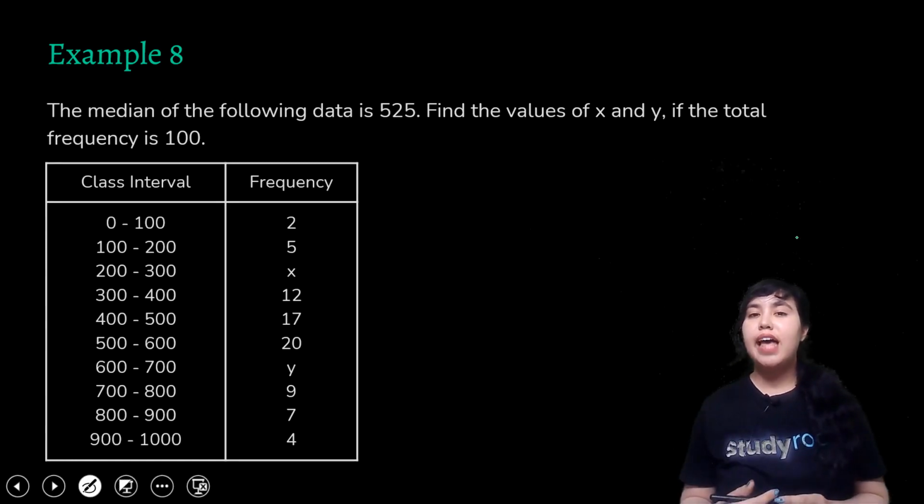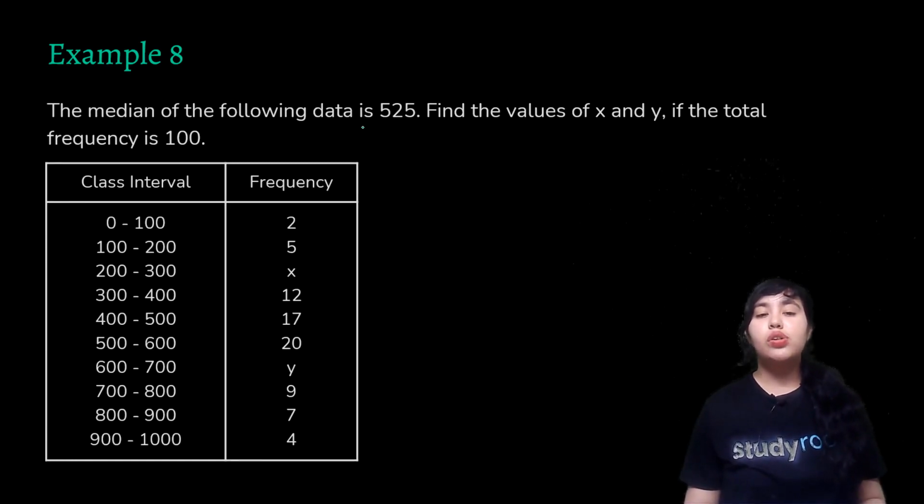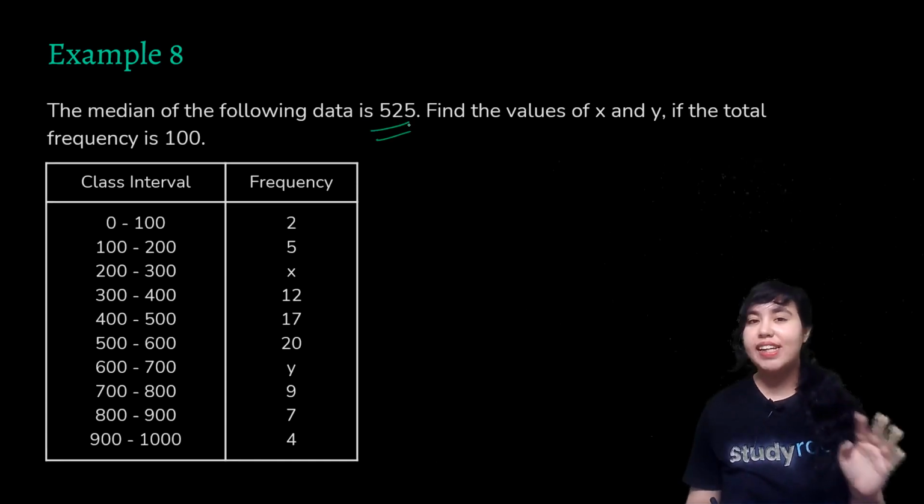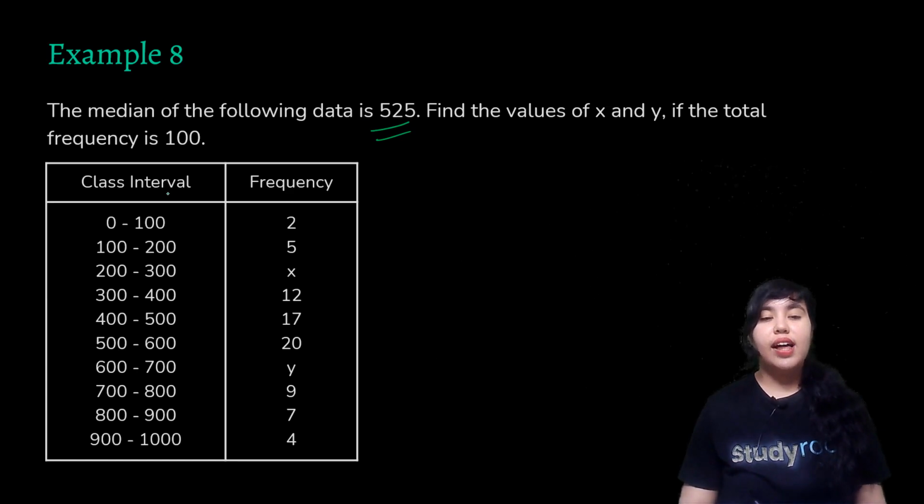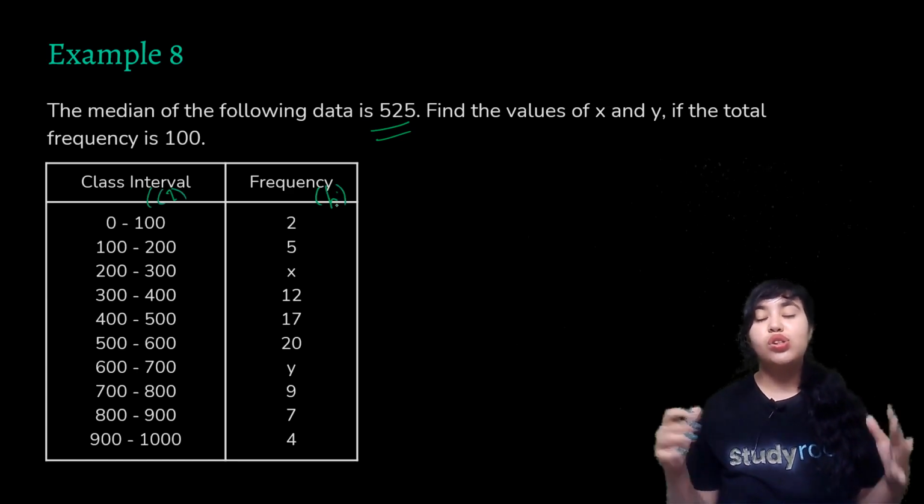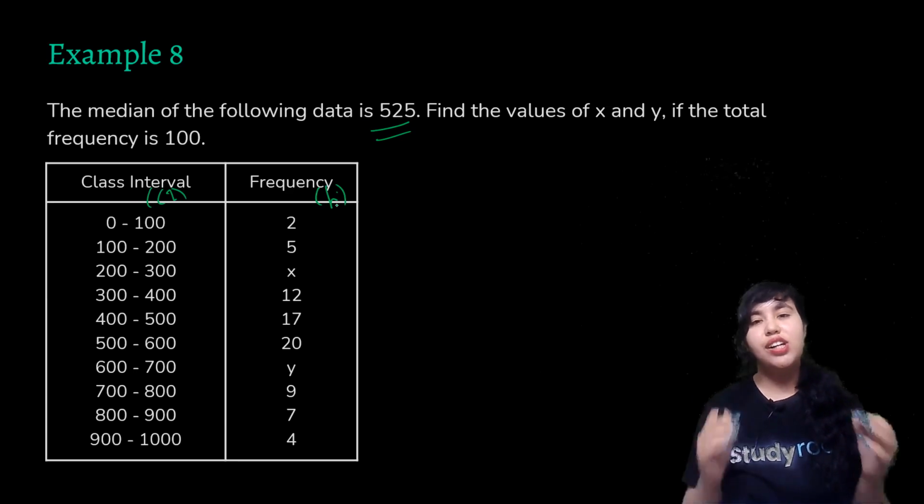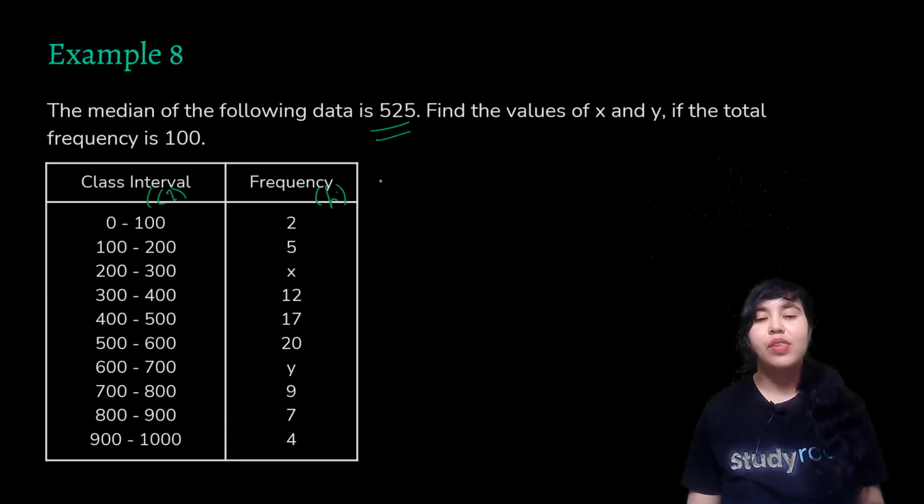Then we have another example on median of grouped data. So you've already been given the median. This is a twisted question, but very interesting, let me tell you. You've been given the class intervals and the frequencies, so you should already get the hint that you need to calculate the cumulative frequencies.